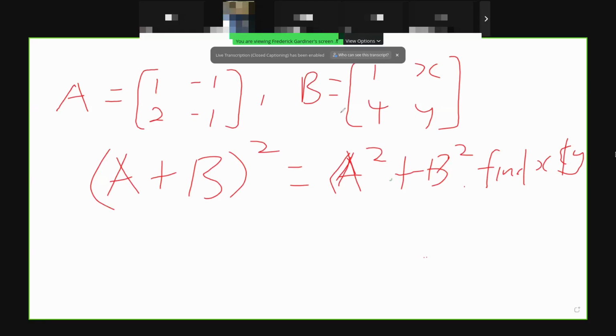They have given you a matrix A and a matrix B. And there's an equation that says (A + B) all squared is equal to A squared plus B squared. Who can help us to do that?